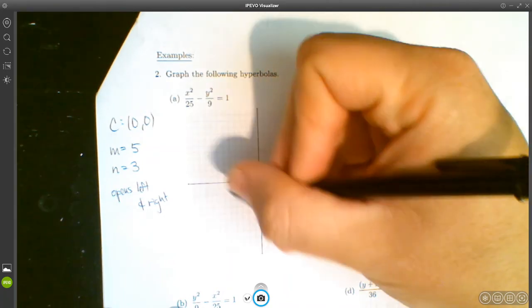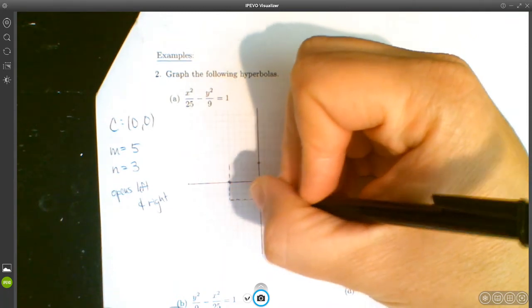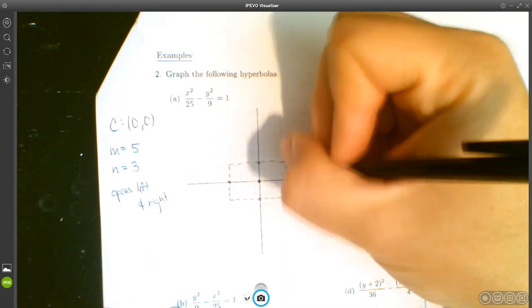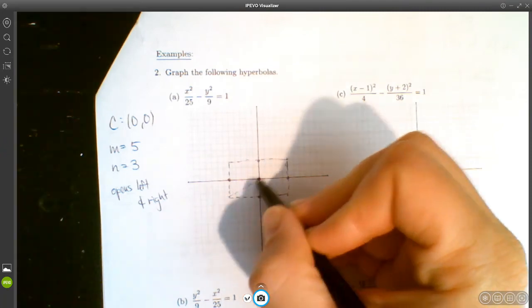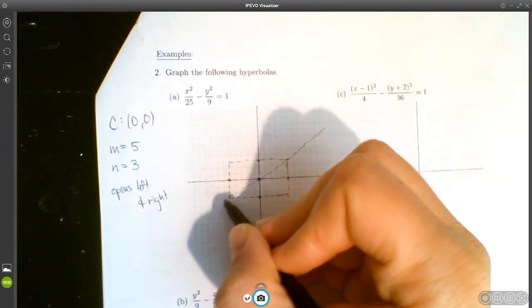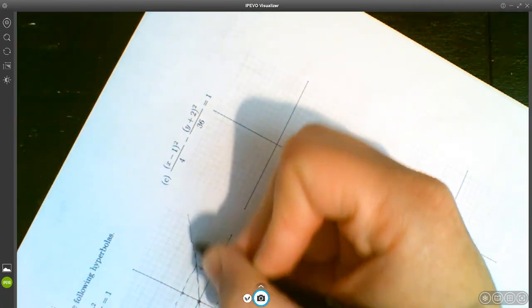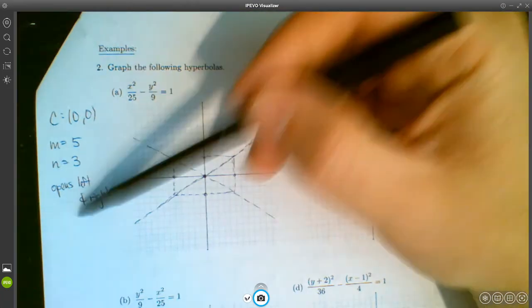But then instead of connecting the dots with an ellipse, I'm now going to draw a box. Okay? And then I'm going to draw the diagonals of the box. The diagonals of the box are the asymptotes of the hyperbola. Ooh, that was very messy. Let me try again. Okay, so the diagonals of the box are the asymptotes of the hyperbola. Now this hyperbola opens left and right.